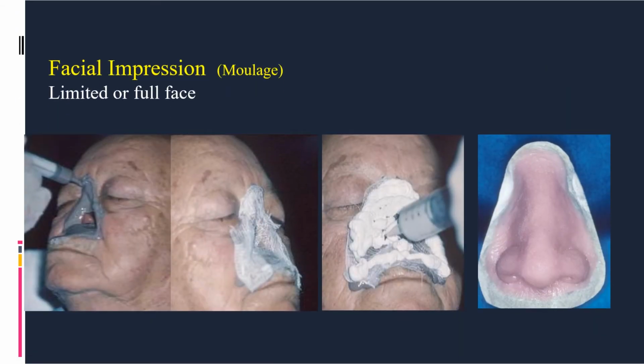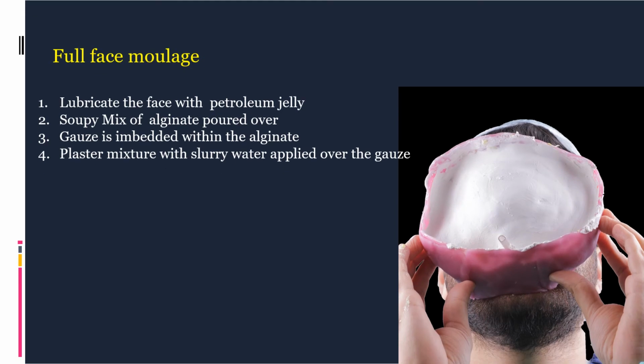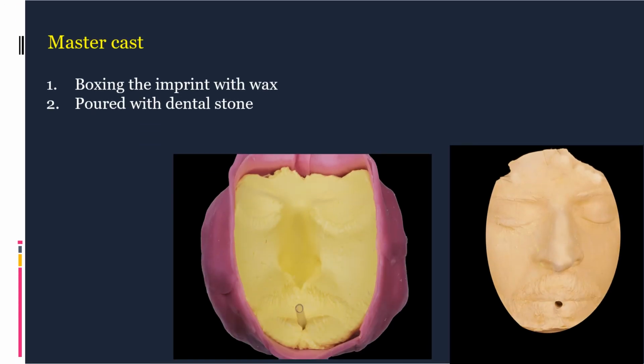To fabricate nasal prosthesis, facial moulage must be made. The moulage can be limited to the nose area or full face impression. Full face moulage starts by lubricating the face with petroleum jelly. Soupy mix of alginate is poured over, then gauze is embedded within the alginate. Plaster mixture with the slurry water is applied over the gauze. The master cast is produced by boxing the imprint with wax, then poured with dental stone.